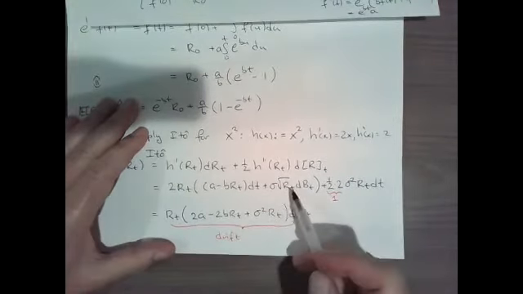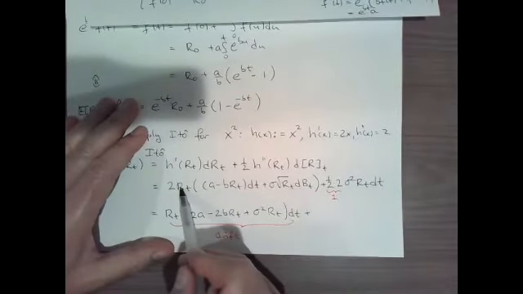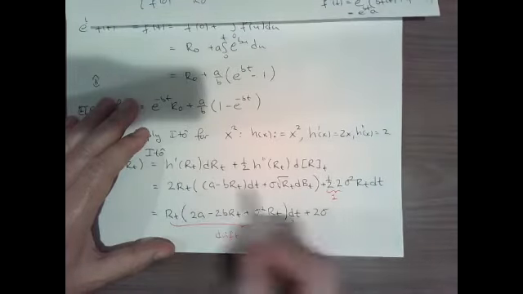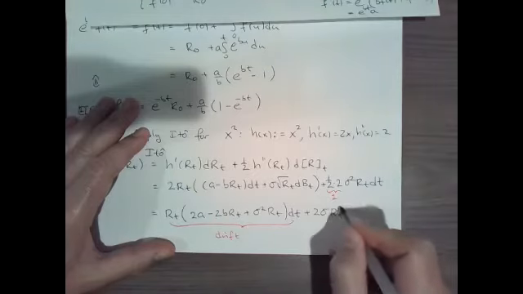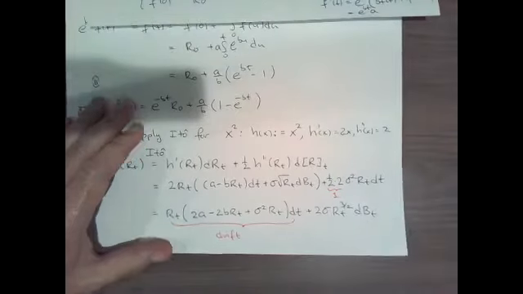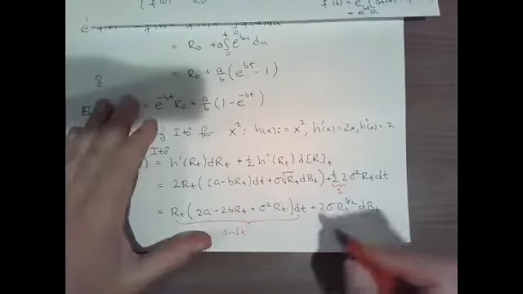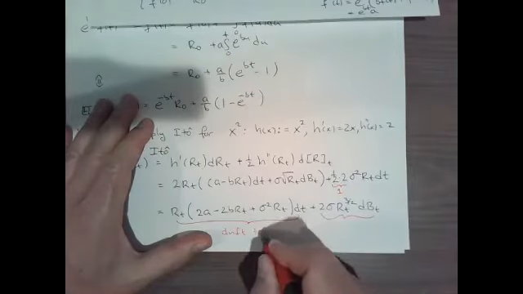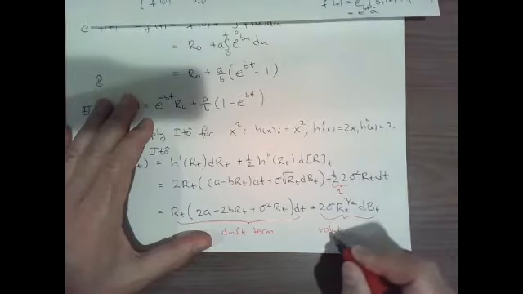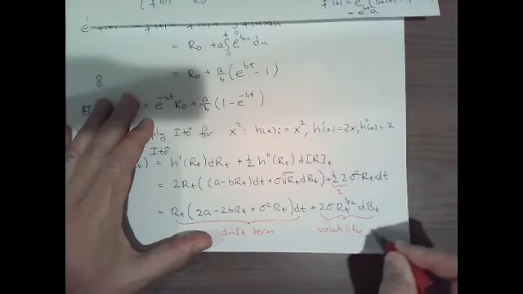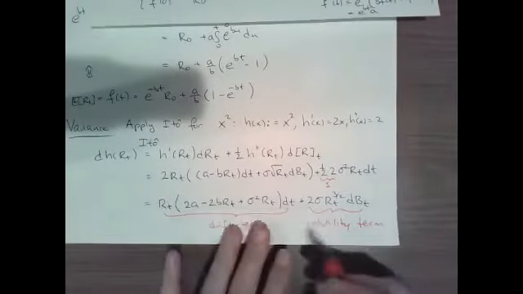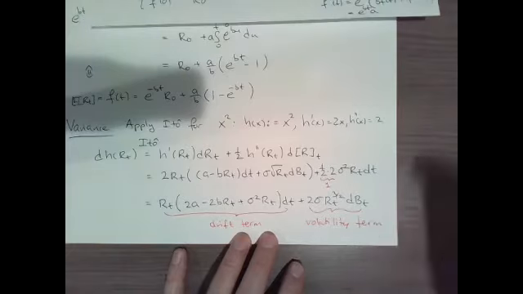And then I'll have the volatility. It's going to be 2r times sigma. So this is going to be 2 sigma r times square root of r. This is going to be R_t to the 3/2 dB_t. This is the drift term. This here is the volatility. Volatility term. So you have this decomposition in terms of a dt term and a dB term.